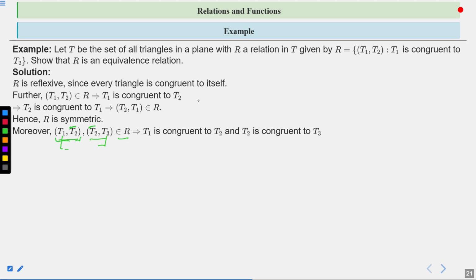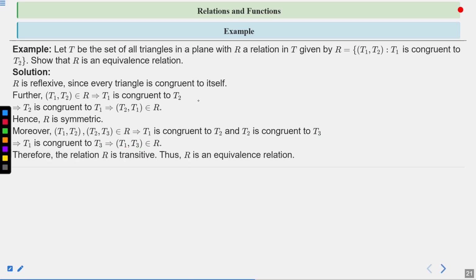First of all, we are trying to get the points out from these pairs. So what we are getting is T1 is congruent to T2 from the first pair, and from the second, T2 is congruent to T3. Simple. Now, as T1 is congruent to T2 and T2 is congruent to T3, we can directly see the congruency is transferred. So T1 is congruent to T3, giving me the T1 comma T3 pair belongs to R. So by definition, R is transitive.